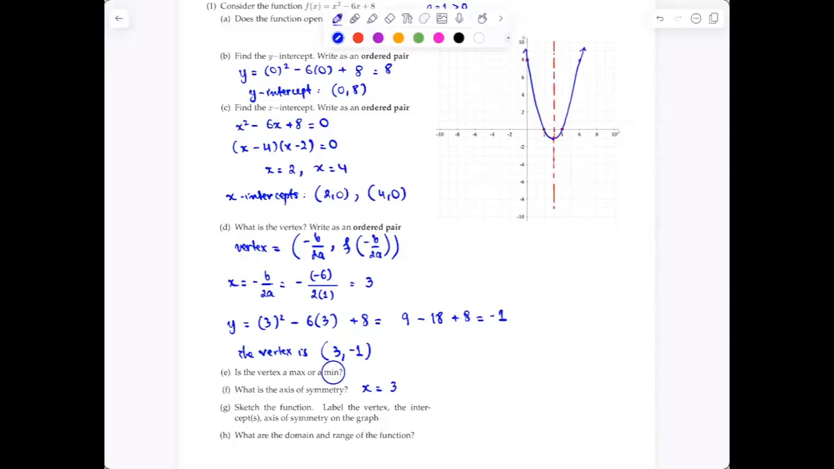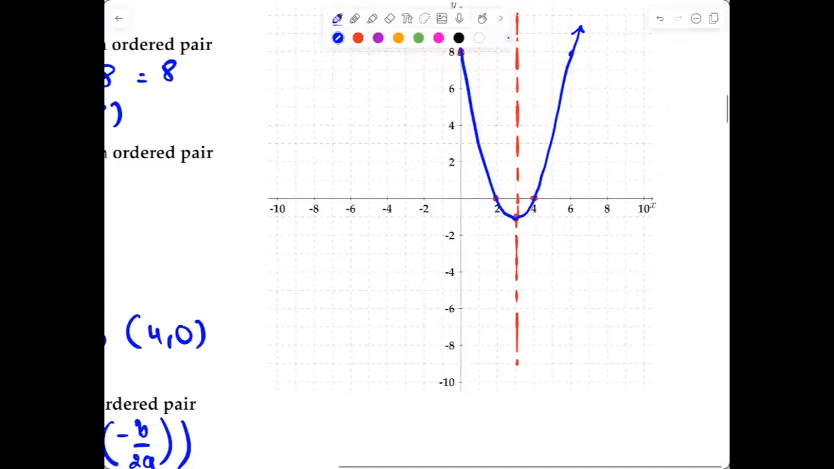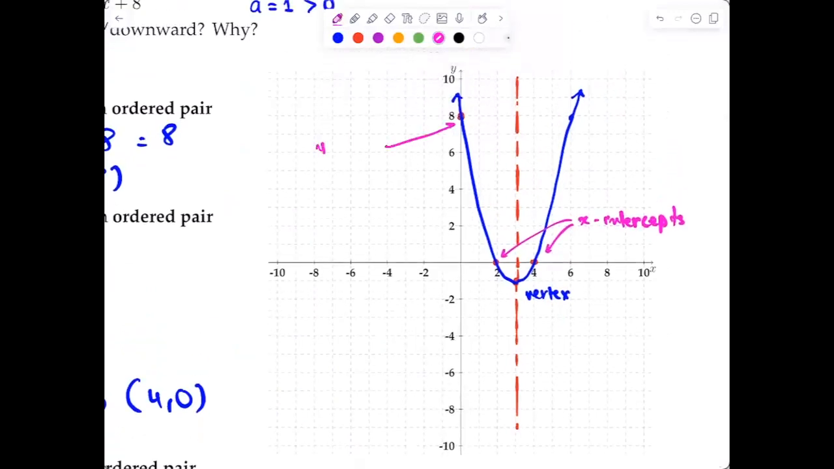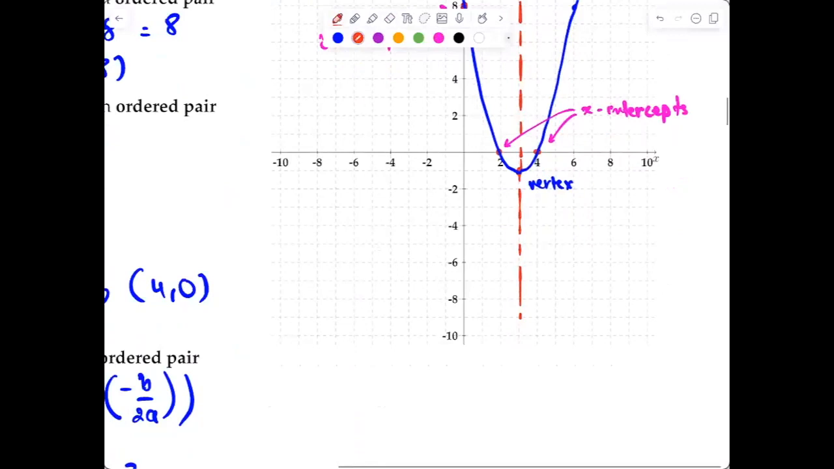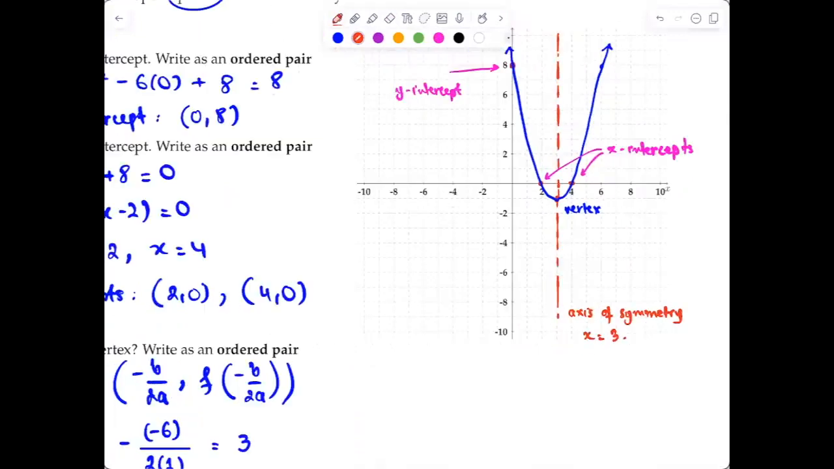So let's label them. Here you have the vertex. You have the x-intercepts. This one is the y-intercept. And you have the axis of symmetry. In this case, x equal to 3.